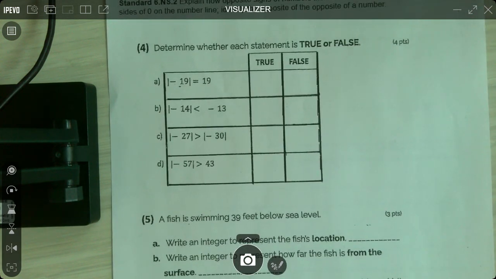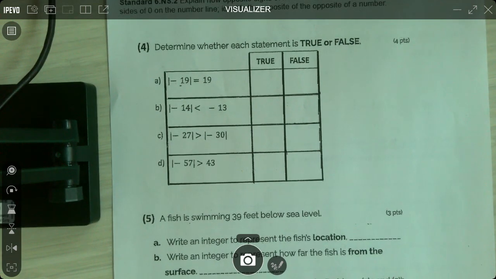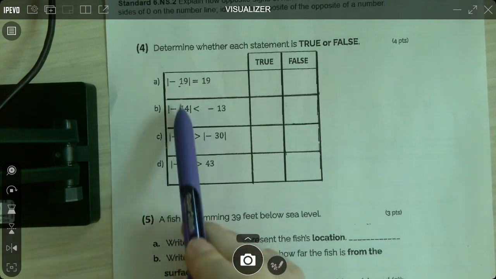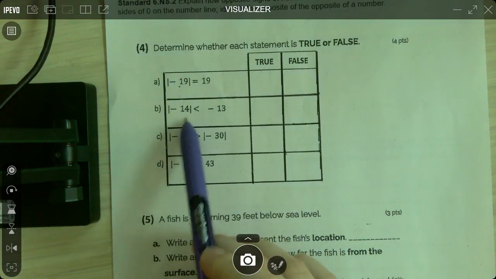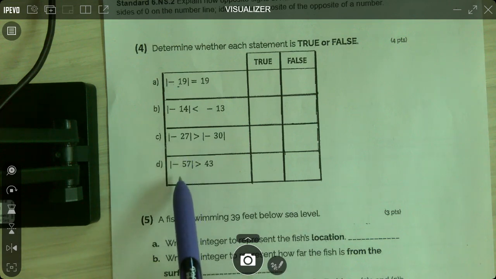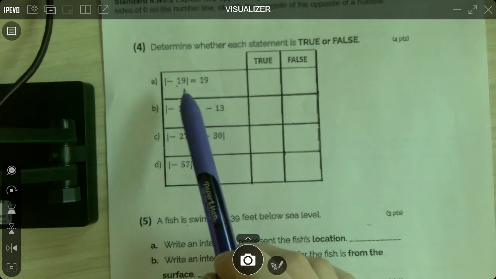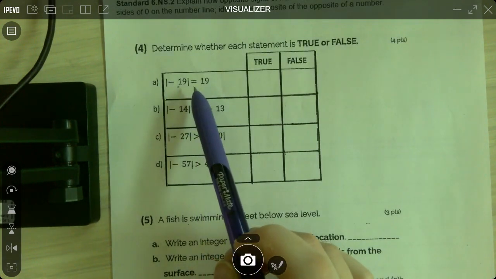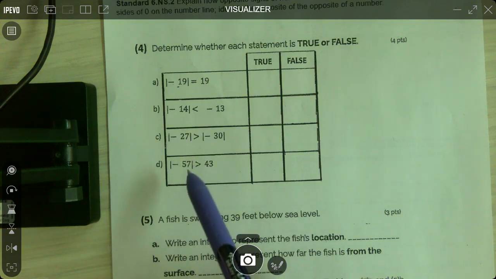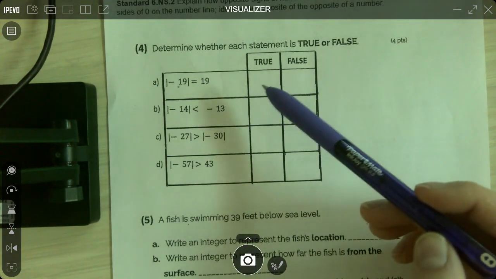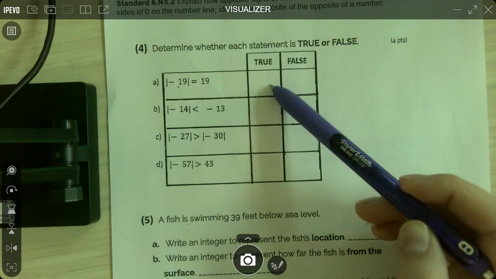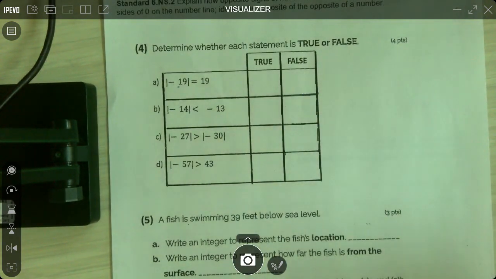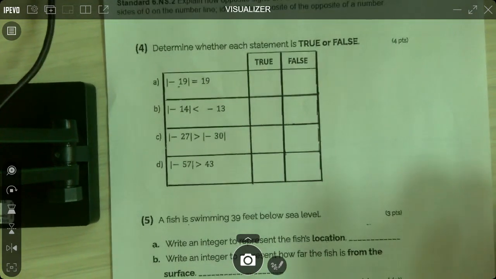For number 4, you are going to determine whether each statement is true or false. Okay, so remember, when we're talking about absolute value, we're talking about how far the number is from 0. So you're going to take the absolute value of the numbers in the lines, and you're determining, are they equal, greater than, less than? And depending on whether it's true or false, you're going to just put an X or a check mark right here under true or false. So go ahead and take a minute and solve number 4.